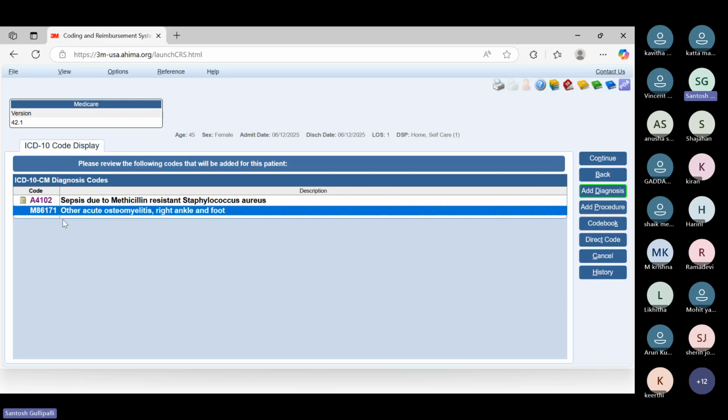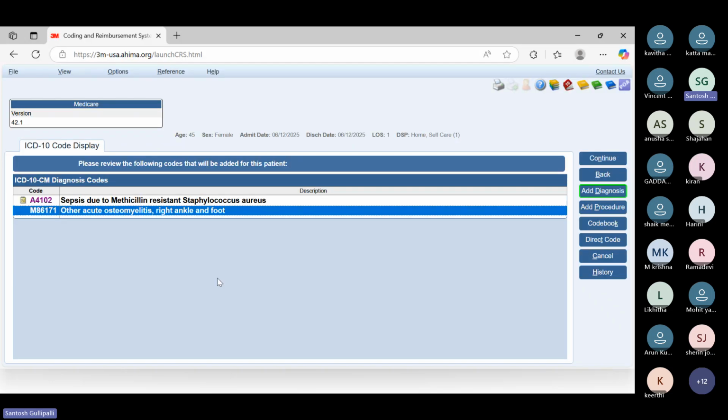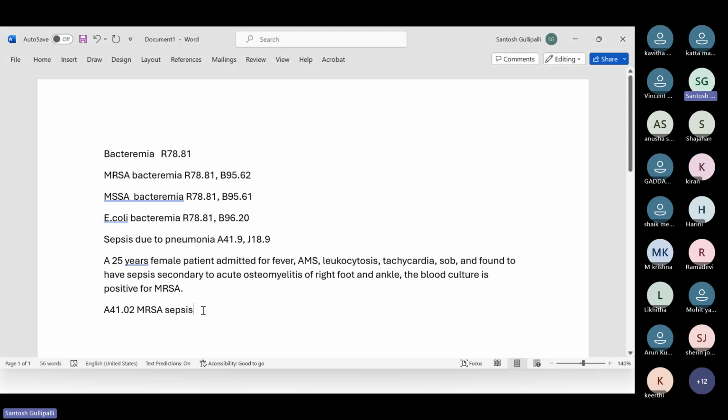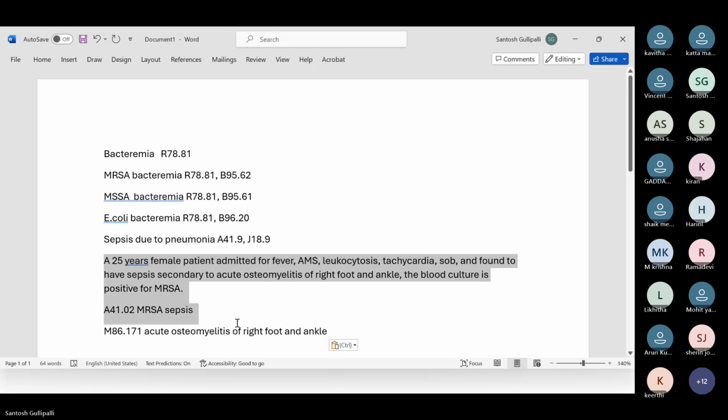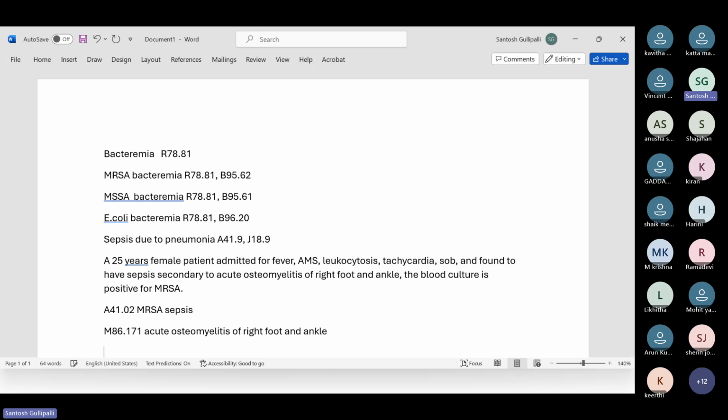A41.02 is MRSA sepsis, and an additional code for acute osteomyelitis of right foot and ankle. The code is M86.171, that is acute osteomyelitis of right foot and ankle. Any doubts on this example? No, sir. Okay, so I will give one more example.